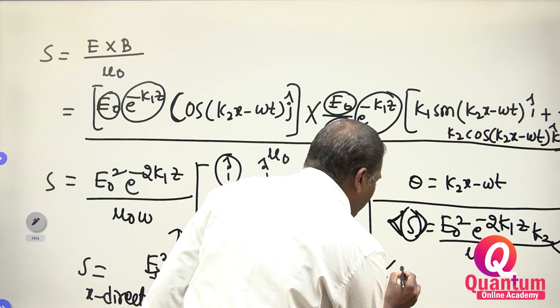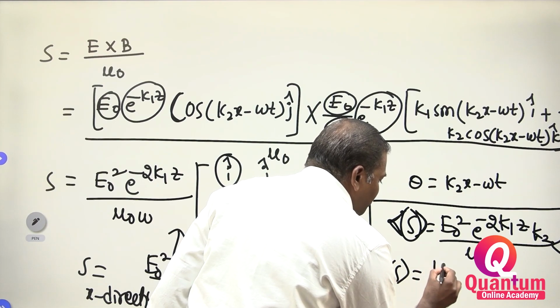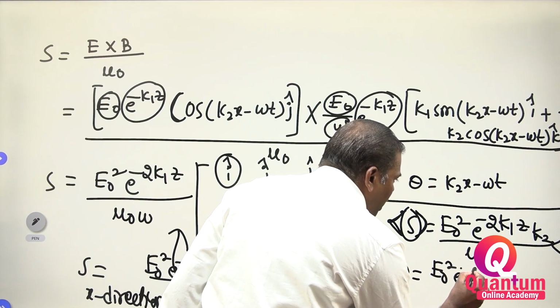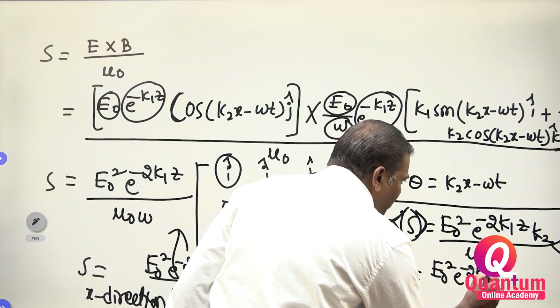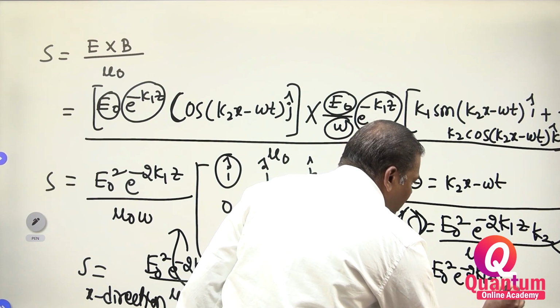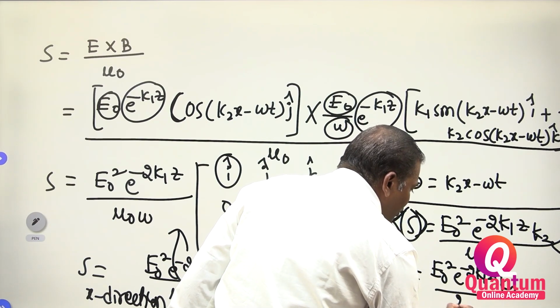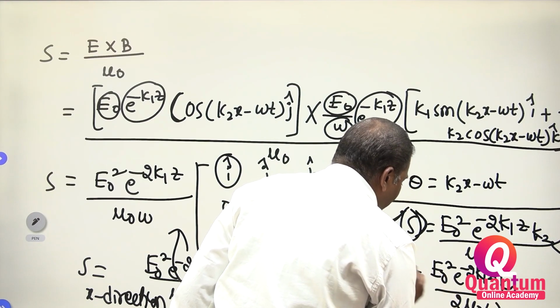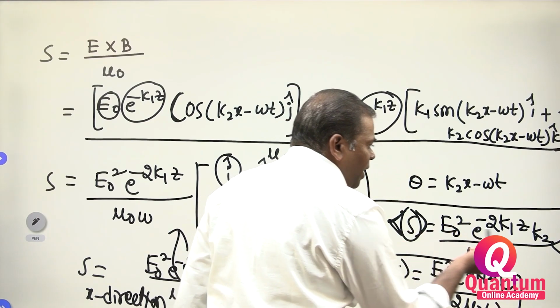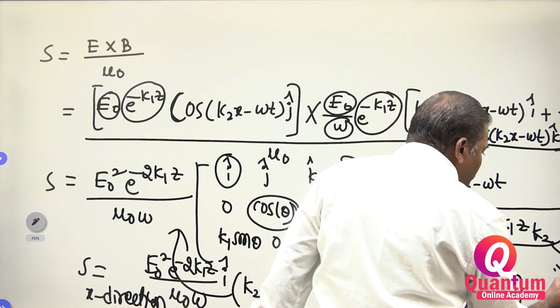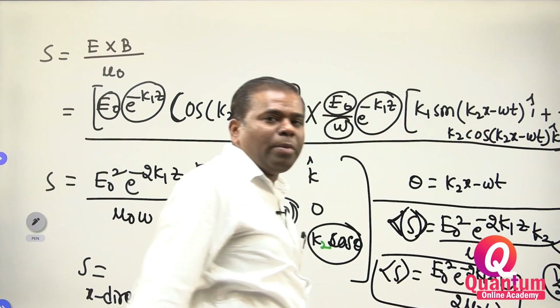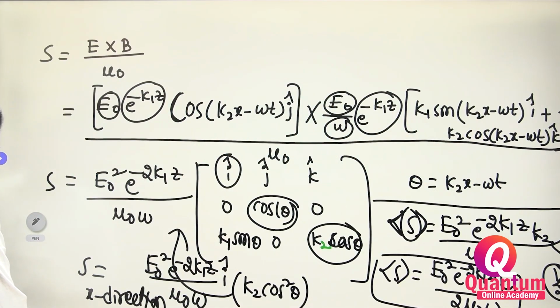So the average energy flow is equal to E naught square e to the power of minus 2k1z into k2 divided by 2 mu naught omega. This is very, very important because the average of cos square theta is equal to 1 by 2. Clear? Like this we have to do.